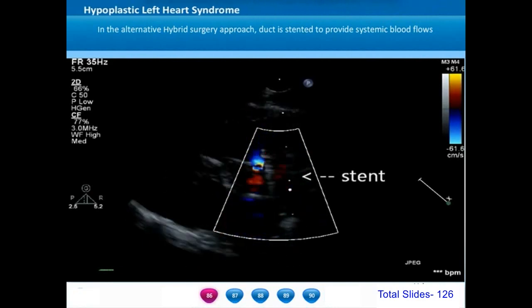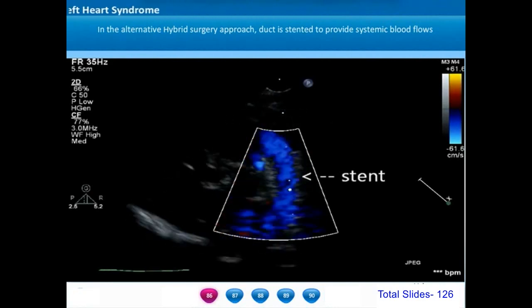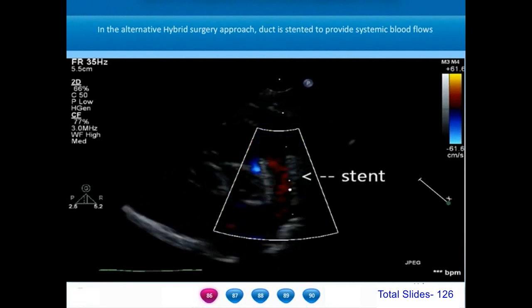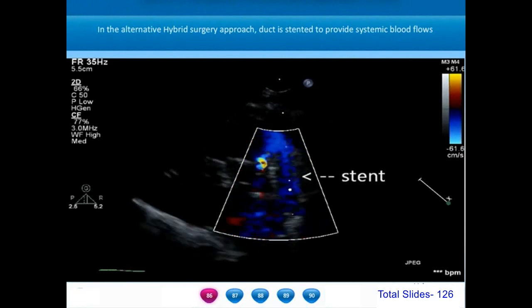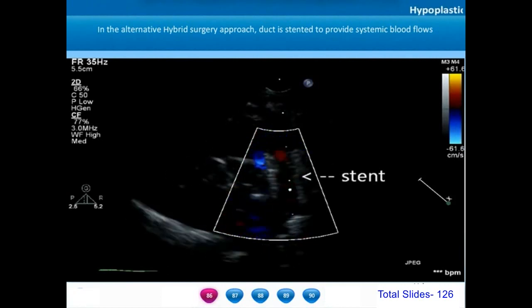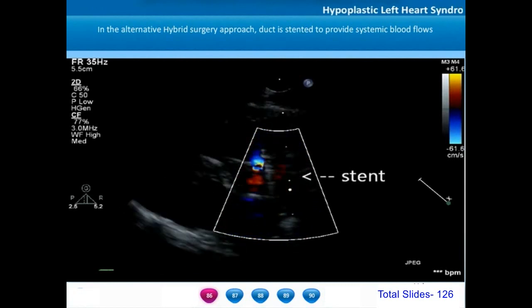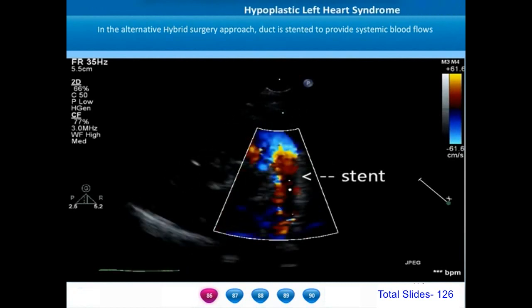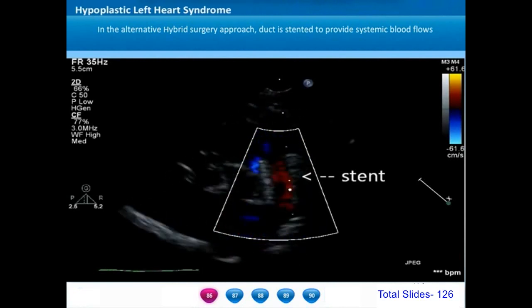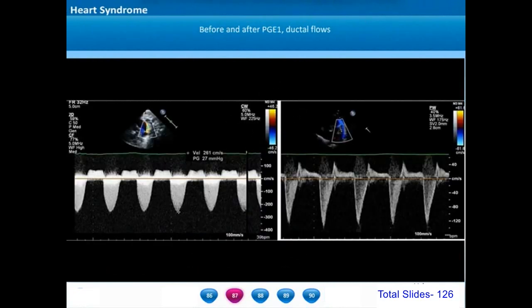This is a ductal view of a patient who has undergone hypoplastic left heart syndrome stage 1 hybrid palliation. We are able to see the stent, the blood flow through the stent and the tightly narrowed pulmonary arteries due to the bilateral PA peripheral banding.